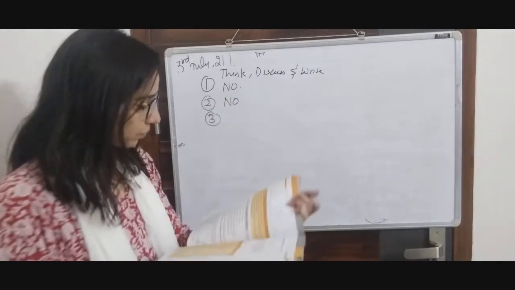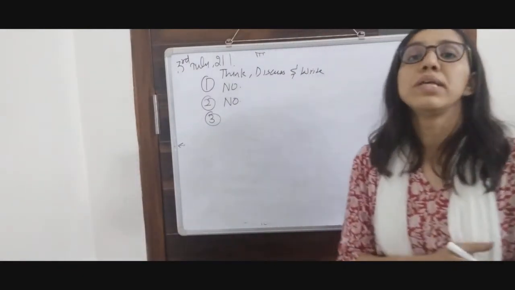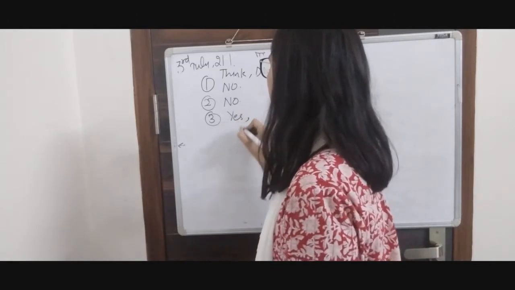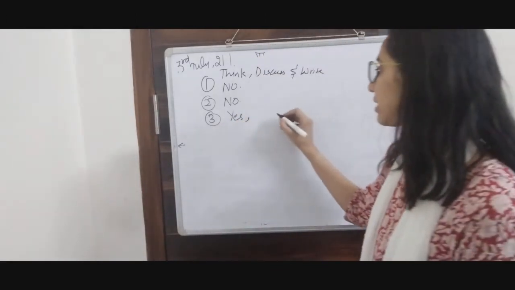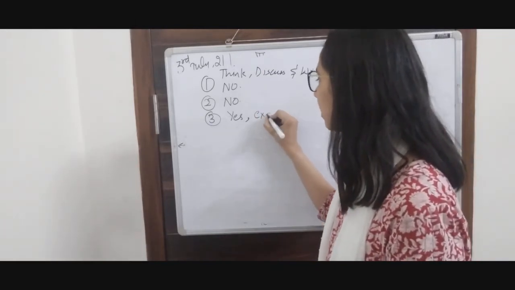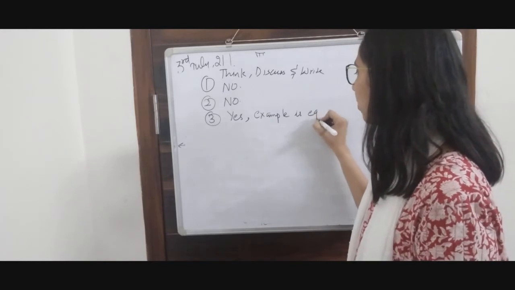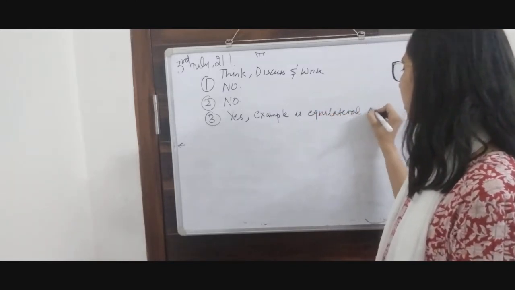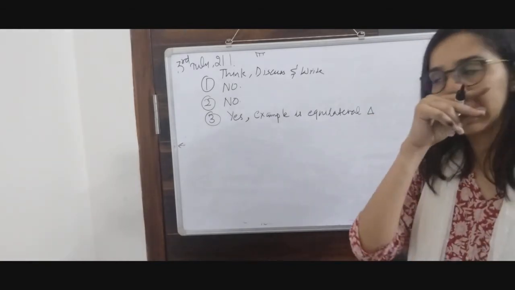Third, can you have a triangle with two acute angles? Yes, we can have a triangle with two acute angles. You can take an example: an equilateral triangle. In an equilateral triangle, all angles are 60 degrees. All angles are acute angles.